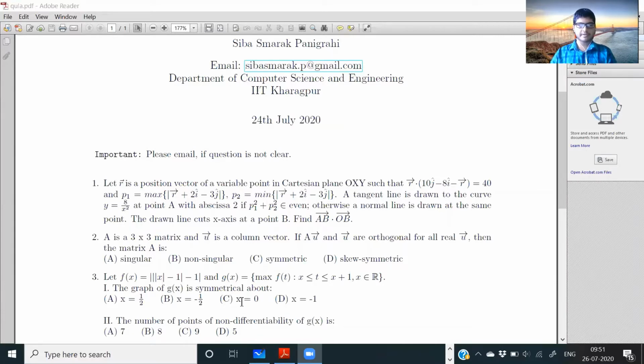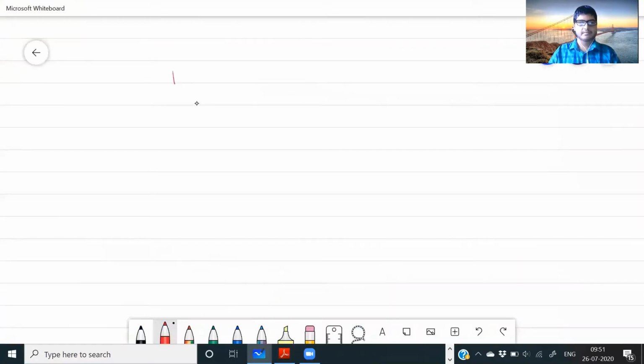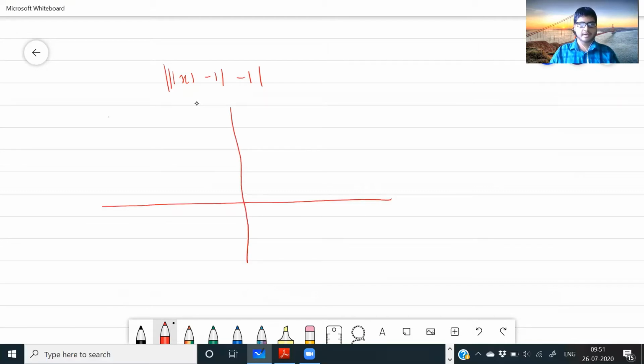So first of all, f(x) = ||x| - 1| - 1|. This can be easily solved by transformation of graphs. So if you have no idea or very little idea and want to go into depth on transformation of graphs, then I can share a link in the description. Please check that. So this would come out to be this. How to draw this, you can see the video attached in the description. Otherwise, if you know, then it is well and good.